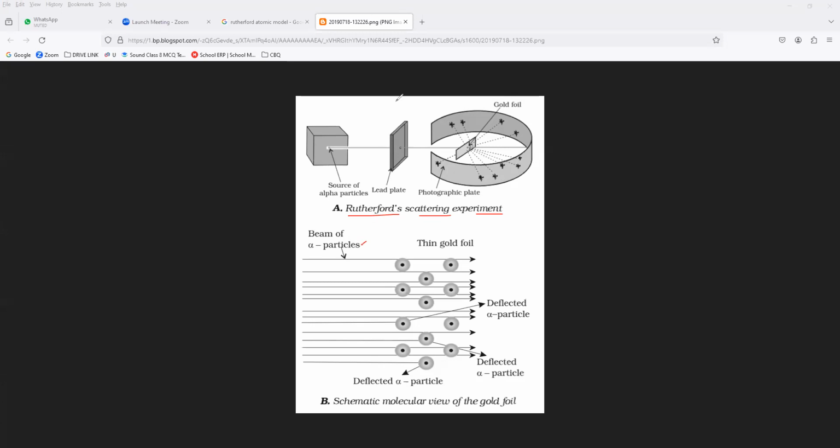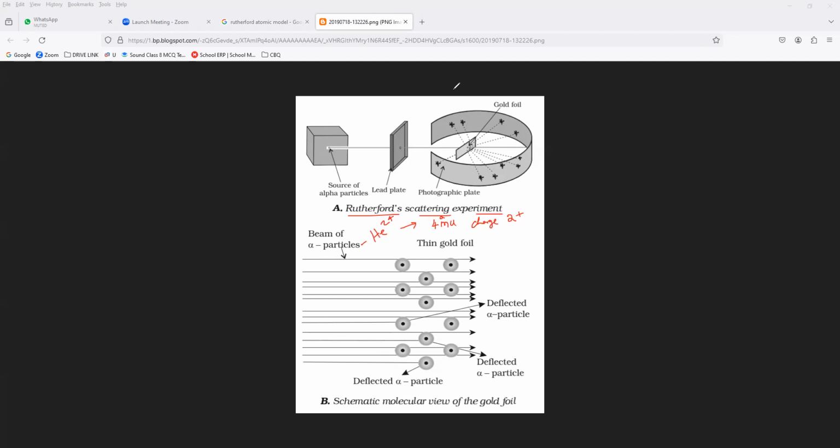What is the name of the alpha particles? He2+. That is what. So what is the mass of this one, how much is it? 4 amu, 4 u. And what is the charge? Charge is how much? 2 units, 2 plus units.